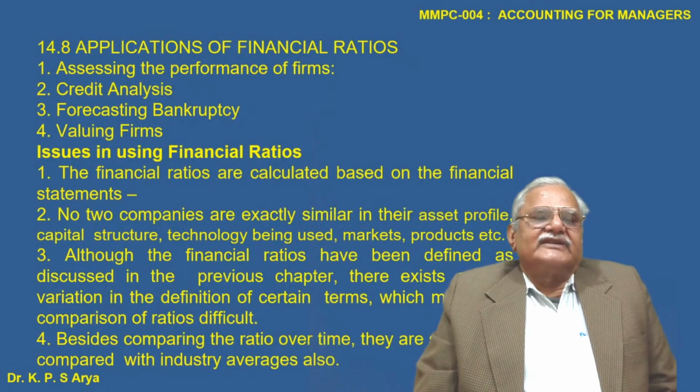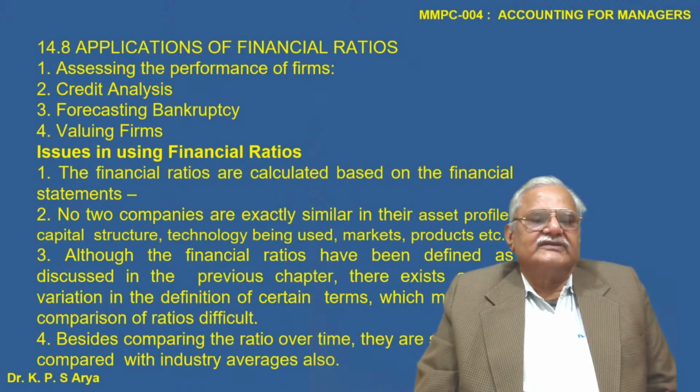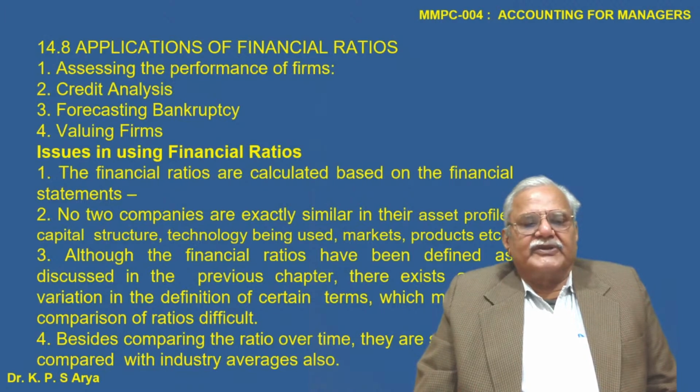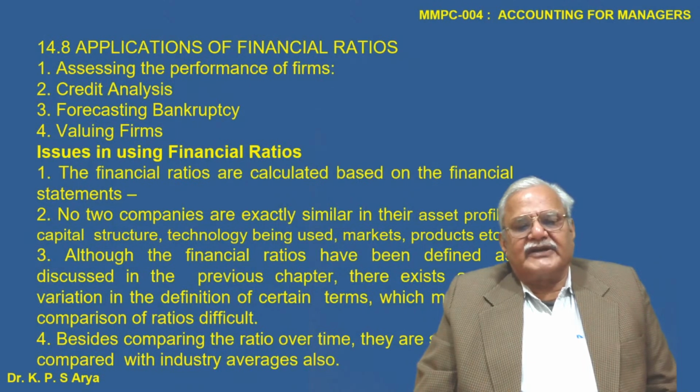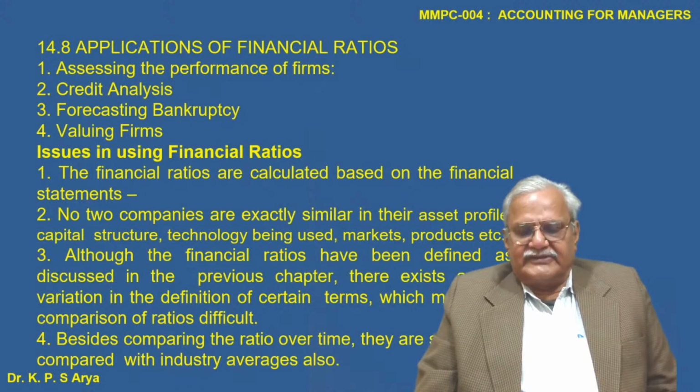Now, the application of financial ratios: assessing the performance of the firm, credit analysis, forecasting bankruptcy, valuing firms, and so on, using financial ratios. The financial ratios are calculated based on the financial statements. No two companies are exactly similar in their asset profile, capital structure, technology being used by them, markets, and products. Although the financial ratios have been defined as discussed in the previous chapter, there exists a wide variation in the definition of certain terms, which makes the comparison of ratios difficult. Besides comparing the ratios over time, they are sometimes compared with the industry average also.